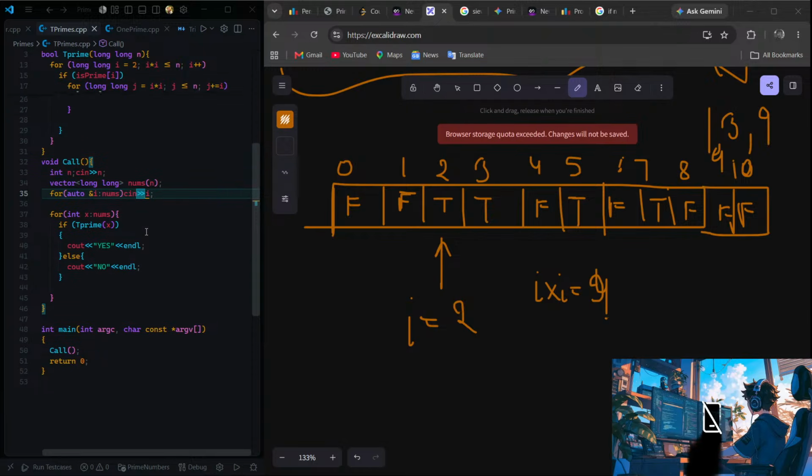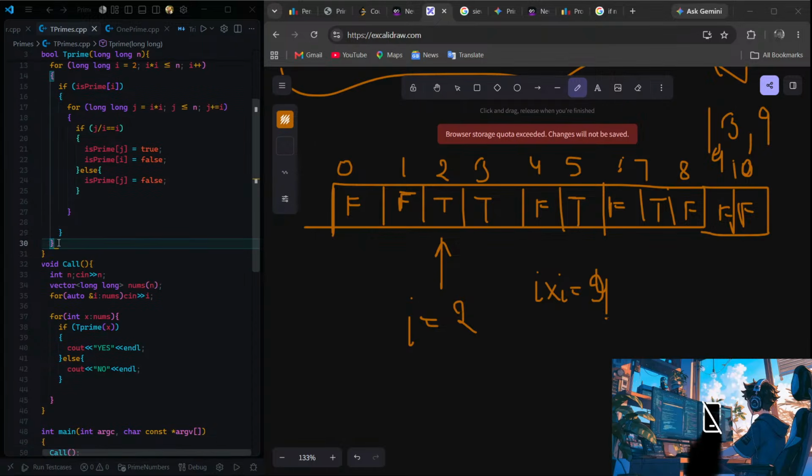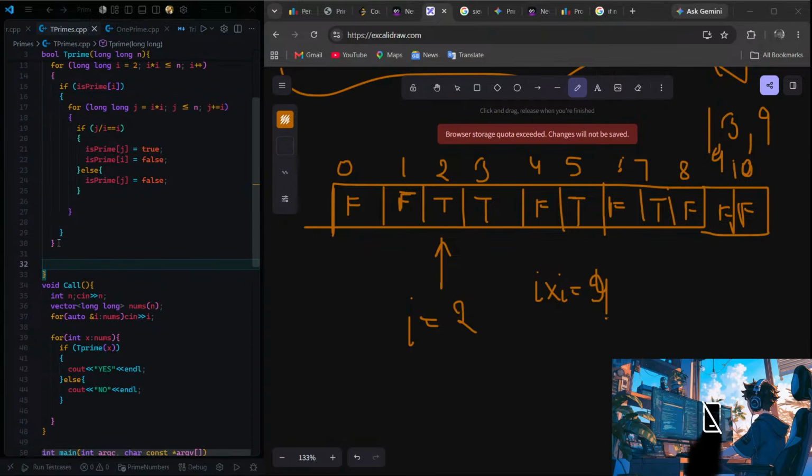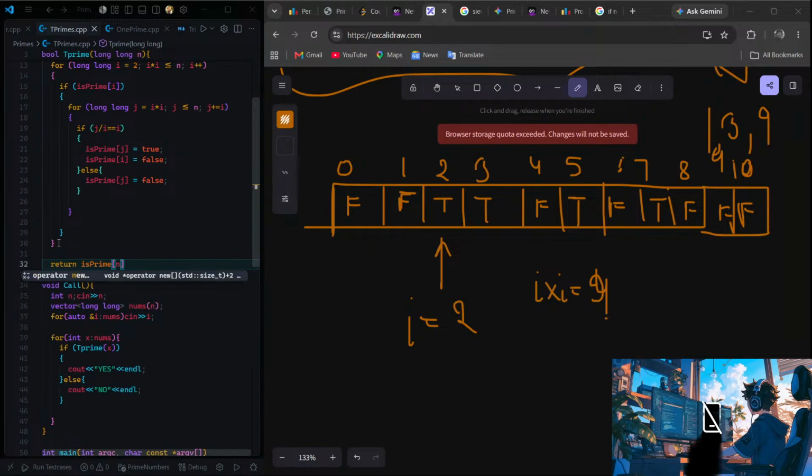What I will do, this will return me either a true or a false. So how will it return me a true or a false? It will return like this. I will return isPrime for whatever the n has been given. So this will tell me if this is a T-prime or not.